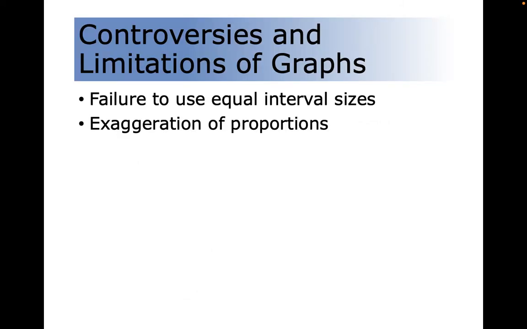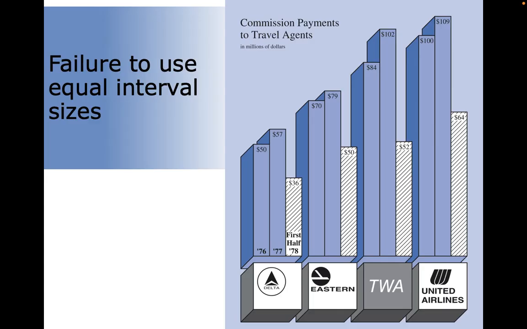All right, and I'm just going to close out, as the chapter does, talking about some controversies and limitations of using graphs, specifically the failure to use equal interval sizes and exaggerating proportions. So in this first example, this is also given in the textbook. This is a chart that was actually published in the New York Times some time ago. It shows commissions paid to travel agents by major airlines.